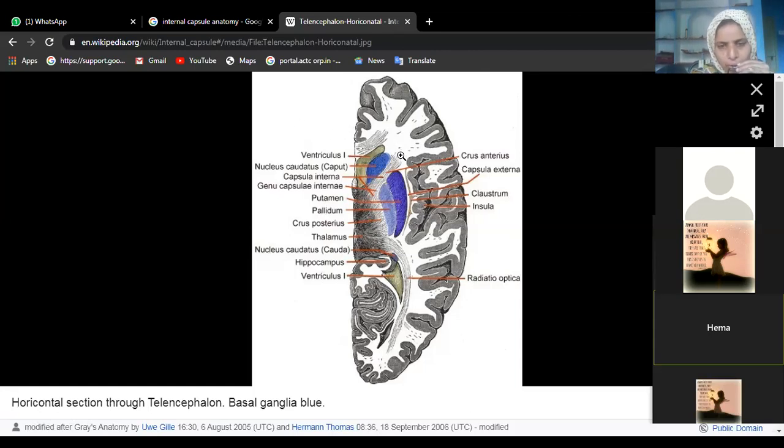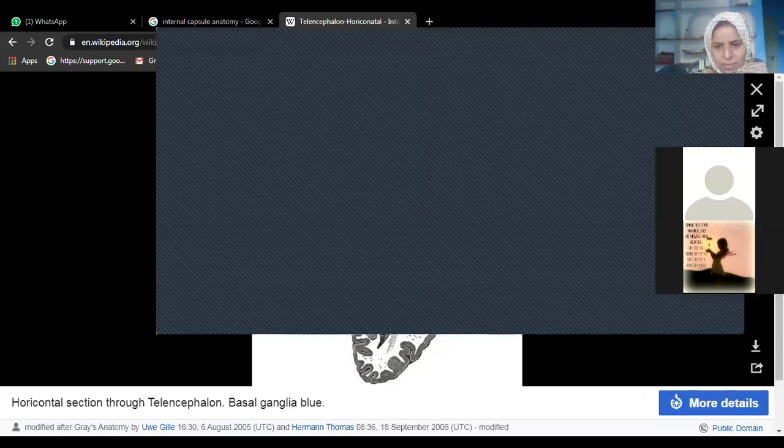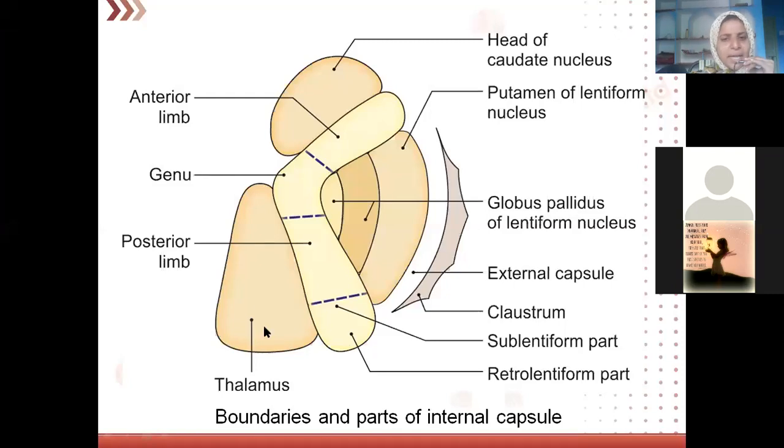Now you are finding a V-shaped area here. This V-shaped area is nothing but the internal capsule. Now, I hope you understood the exact position of the internal capsule. When we study the tracts, the nearby areas will have the ascending and descending tracts. Now, let us go back to our PowerPoint. After knowing this, it becomes easy for you to understand. See here. Are you able to see the PowerPoint slide now?